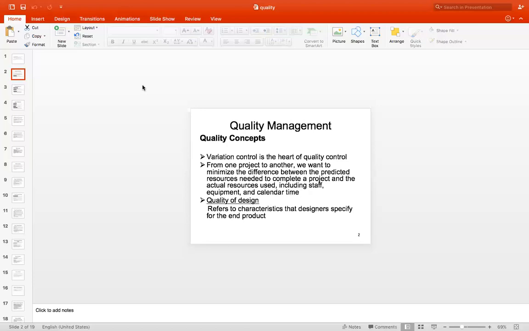Okay, so let us see where we are expecting the quality, or where we need to concentrate on quality. The first thing we need to concentrate on is quality of design. This quality of design refers to the characteristics the designer specifies for the end product. So how can we achieve quality of design? It can be achieved only through the characteristics that the designer specifies for the end product, right?